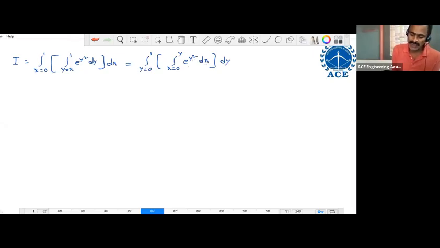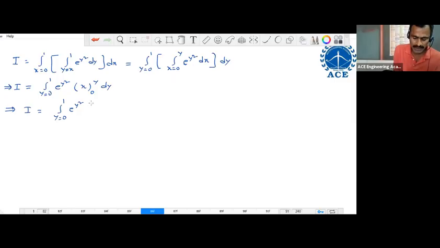While integrating the function with respect to x, we treat the other variable y as constant. That is why e power y square is constant. Which implies I equals integral y equals 0 to 1, e power y square is constant because we are integrating the inner integral with respect to x. Integral of 1 with respect to x is x from 0 to y, dy, which implies I equals integral y equals 0 to 1 of e power y square times (y minus 0) dy.